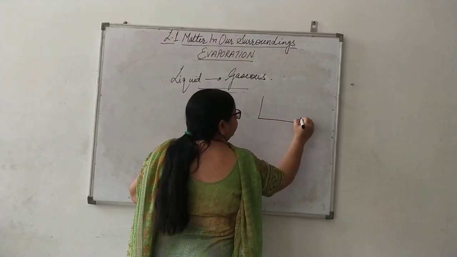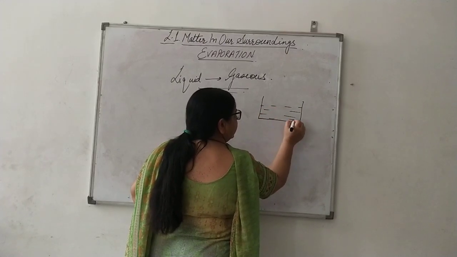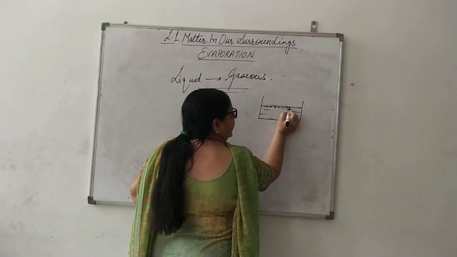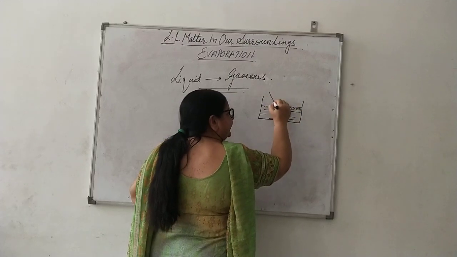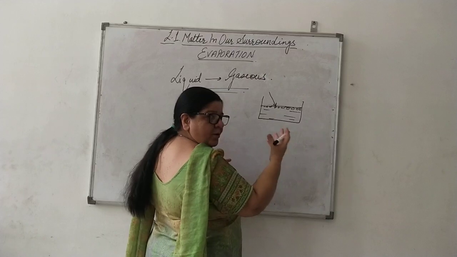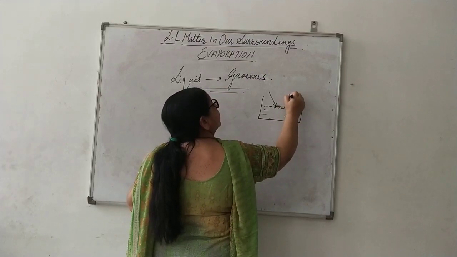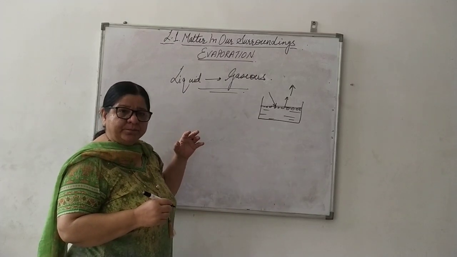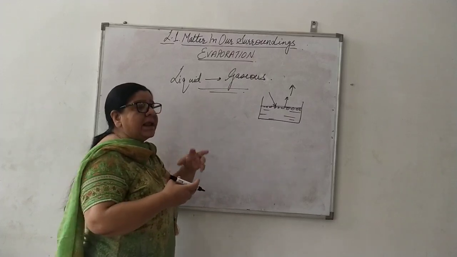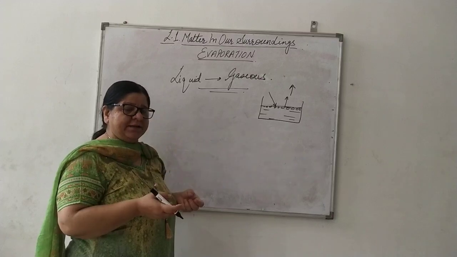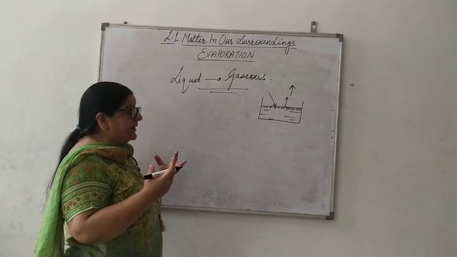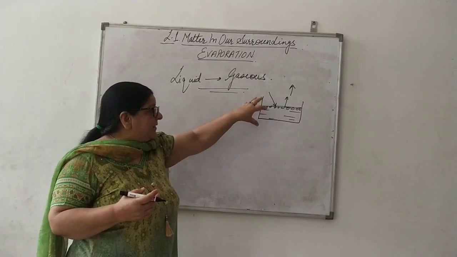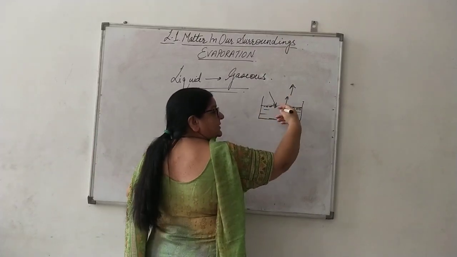Like if we take water here in the beaker, only at the surface, the particles which are present at the surface get the heat, or we will study about the other factors also, and they get evaporated. So this process is called evaporation. One example I already told you: when we dry the clothes, the water gets evaporated. Another example: let's see what actually happens here. The particles take the heat from the surrounding. When they take heat from the surrounding, they will start evaporating.